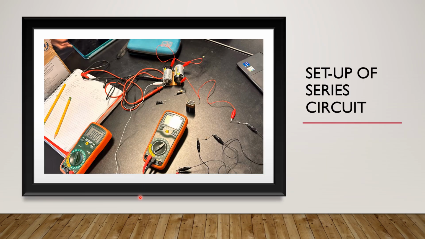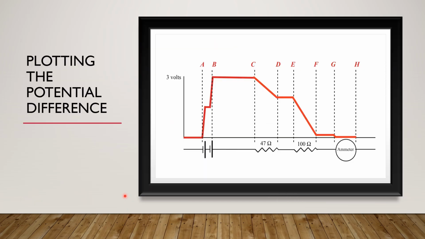Here is the setup of the series circuit, and this is a plot of the potential difference. As you can see, the loop rule is satisfied within the graph as it starts off at zero and ends at zero.